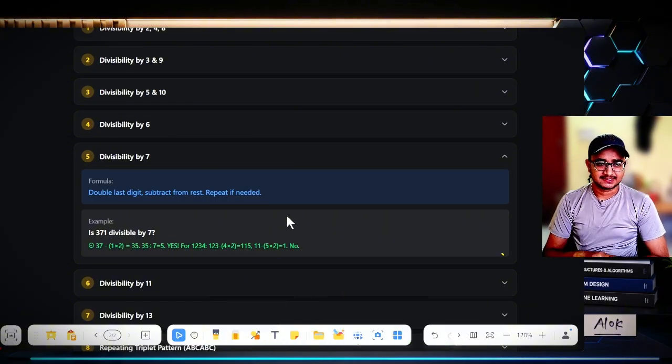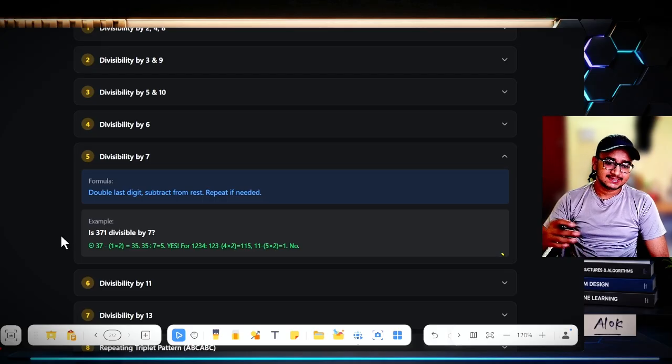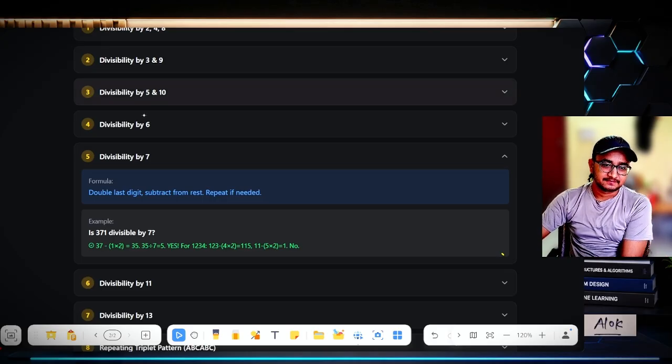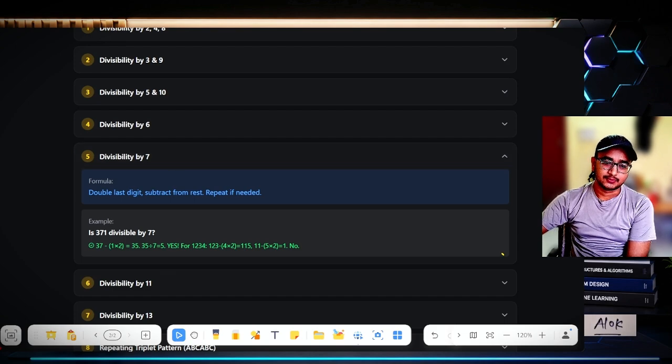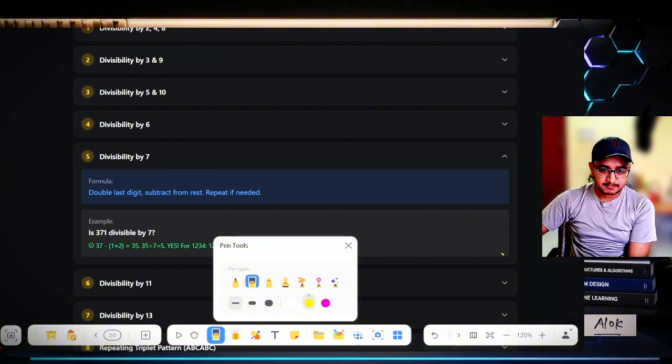So now let's start understanding the divisibility rule of 7. So how will you understand the divisibility rule of 7? It is a bit difficult, but I will make it easy for you. Let me change the pen. Okay, so double the last digit, subtract from the rest, repeat if needed.